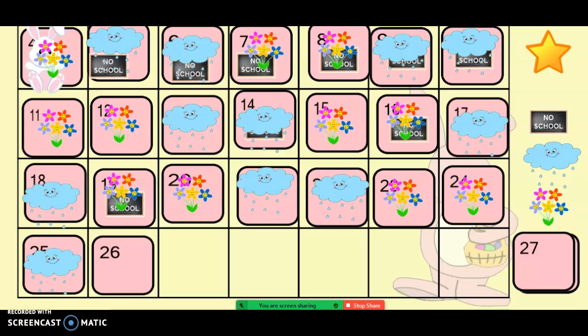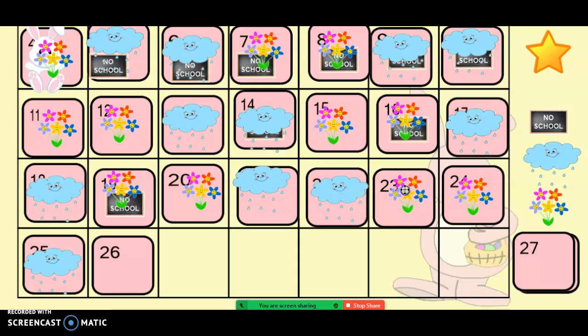So let's start right here with this cloud on the 17th. Friends, there we go. We ready? Work on the pattern. Cloud, cloud, flower, flower, cloud, cloud, flower, flower. Whoops. Cloud, cloud.